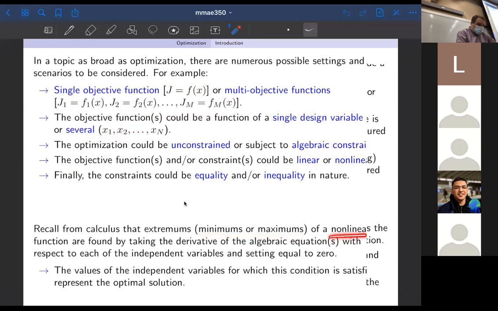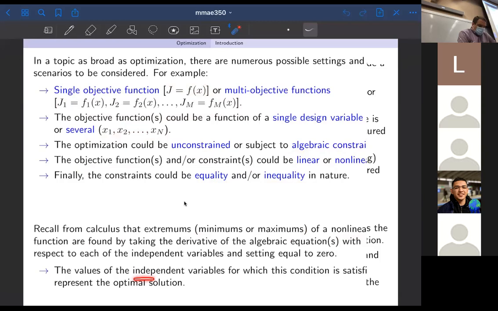Again, starting with nonlinear equations, because a linear function is a straight line. Its maximum is off to infinity and its minimum is off to negative infinity. So that's not very helpful. That's why we need constraints. For a nonlinear function, which I'll draw on the next slide, we can have minimums and maximums all over the place, and that's what we're looking for.